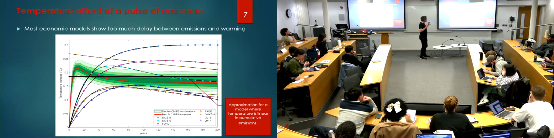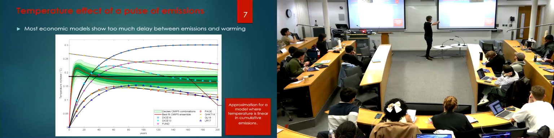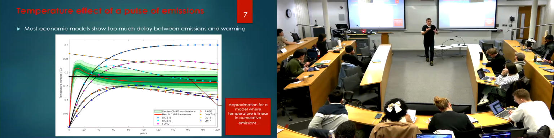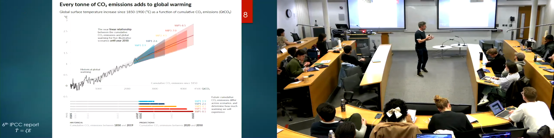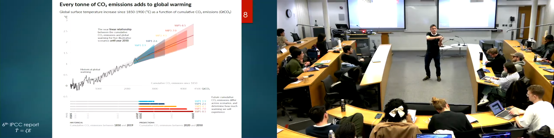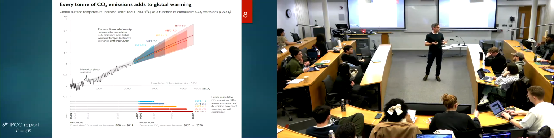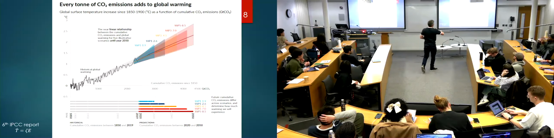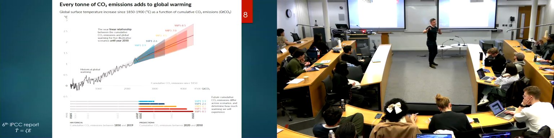And a nice approximation is to assume that when you emit at time 0, you get this and then a constant effect. If you do that reasonable approximation, then you get a system where for each ton you get an immediate effect that is constant, and that will give you a level of warming that doesn't depend on when you emit.